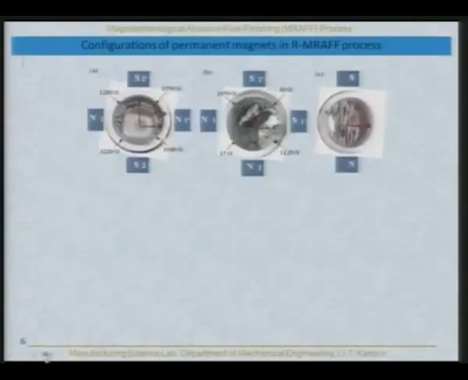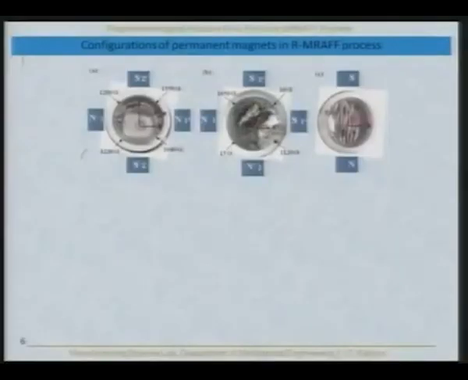Now, there are various ways of putting the permanent magnets in the RMRAF process. One configuration is shown over here. You can have south poles opposite to each other and north poles opposite to each other. You can see the distribution of the chains or the brush being formed by the MR fluid. Here you are putting south-north and north-south, and you can see the non-uniformity of the brush being formed, because here there is nothing and here also nothing. In this particular case it is very uniform all around.